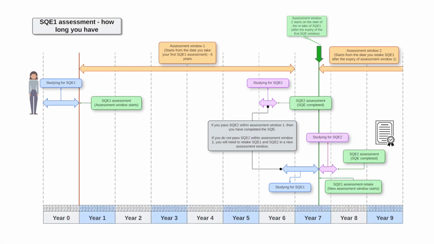So how long do you have to take the SQE2 after passing the SQE1? Essentially, you have 6 years from the date you sit the first SQE1 assessment to sit the SQE2. And in this diagram, you can see the complete chronology. So we're going to talk through this in detail. Now, this 6-year period is referred to as the assessment window.